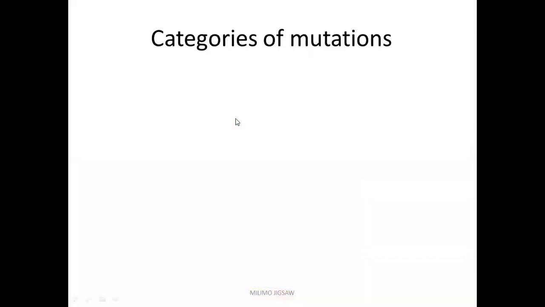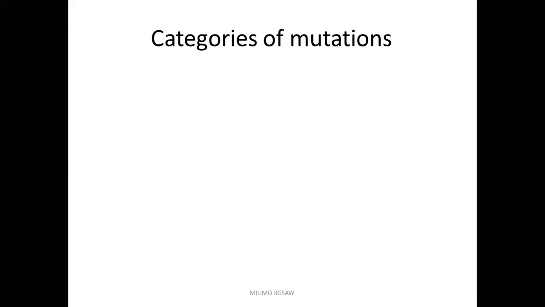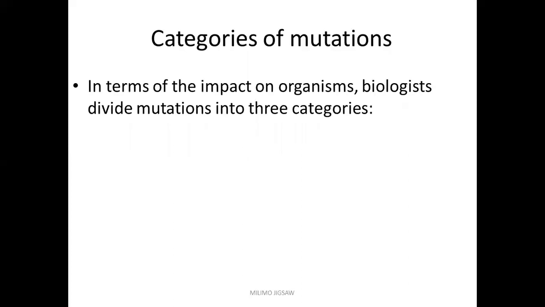So, categories of mutation. They can broadly be categorized into gene mutations or chromosomal mutations, as mentioned earlier. And for our interest, we're going to focus on gene mutations. So this is one of the categories. The other category is that mutations can be categorized in terms of the impact that they have on the organism. So they can be divided into 3 categories.